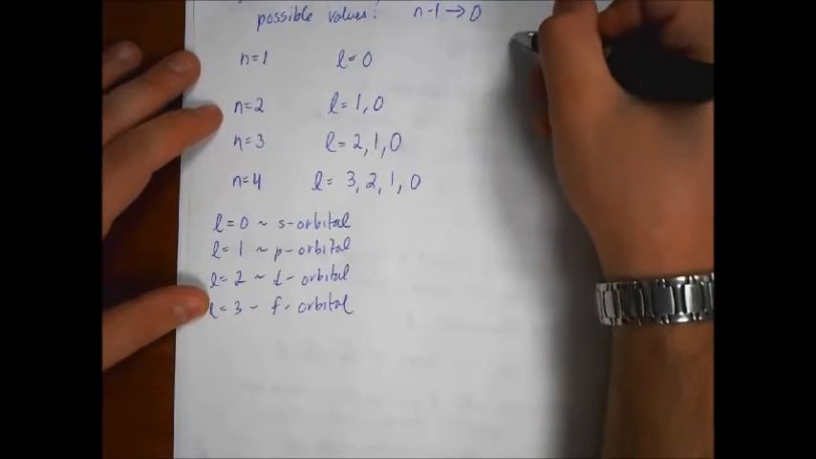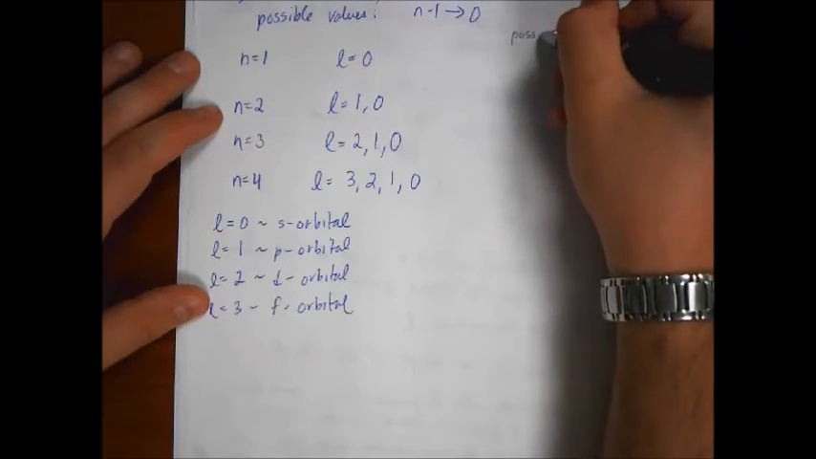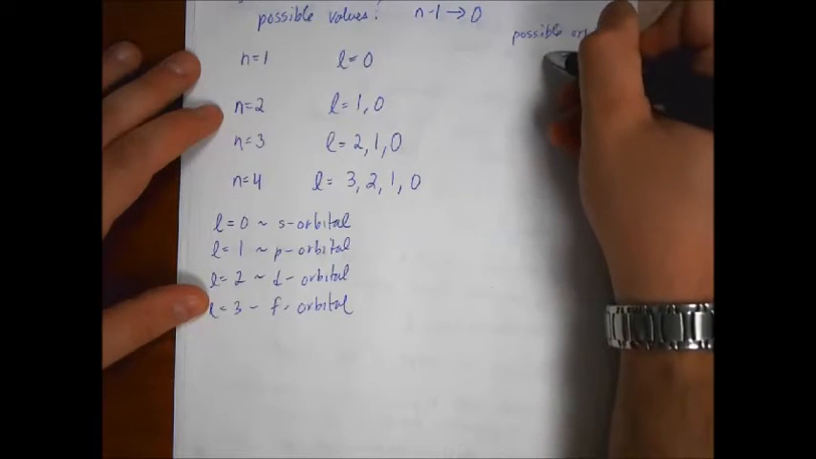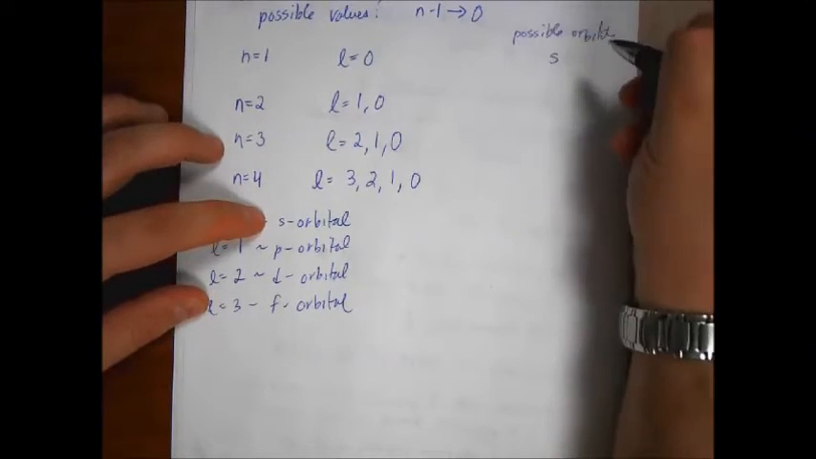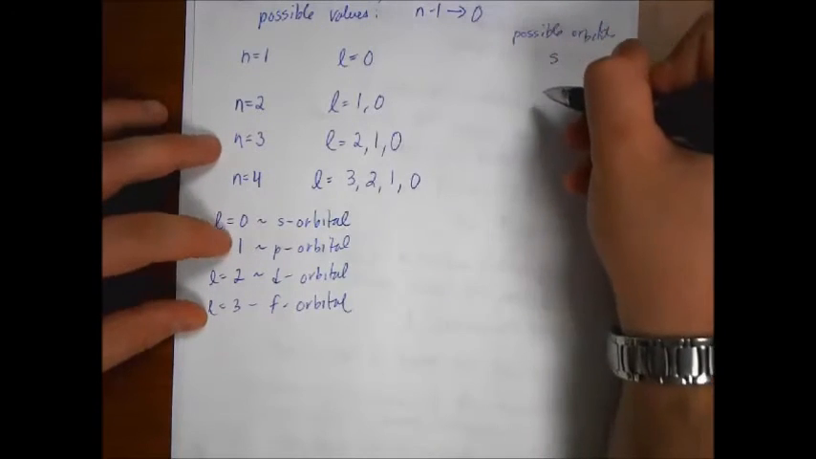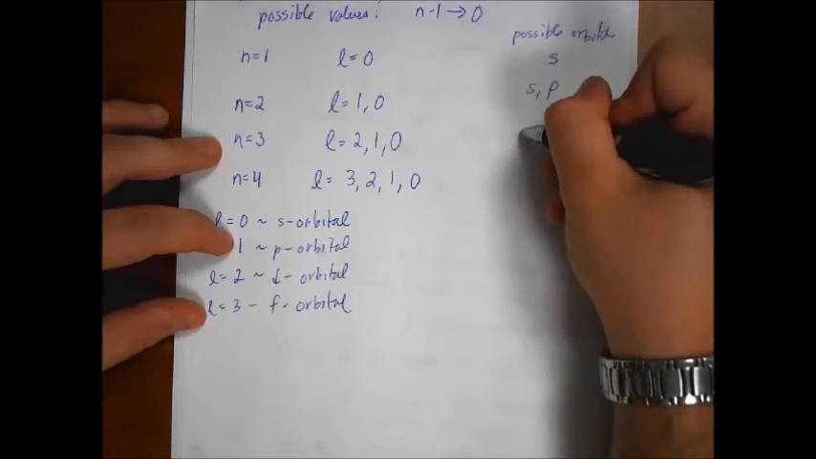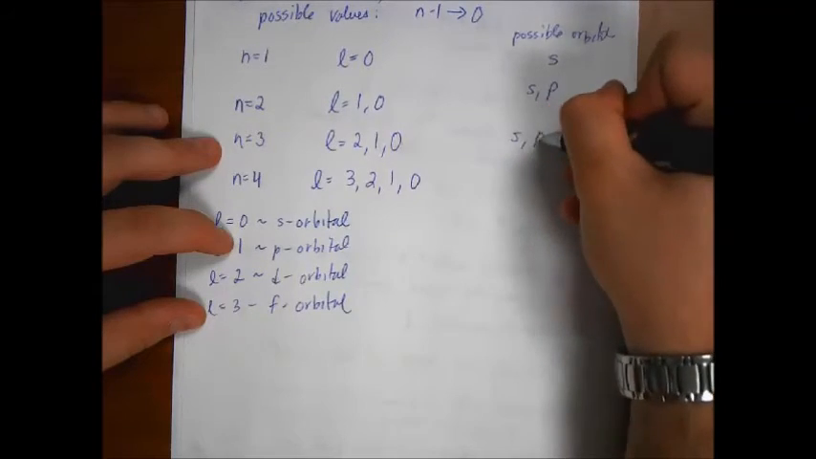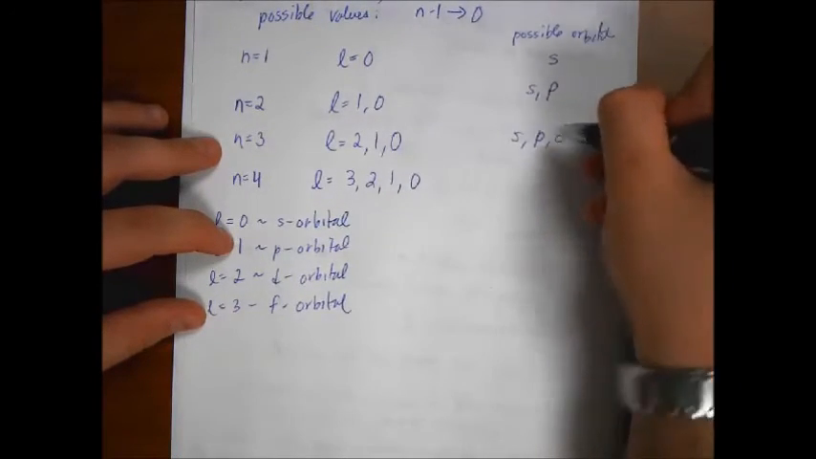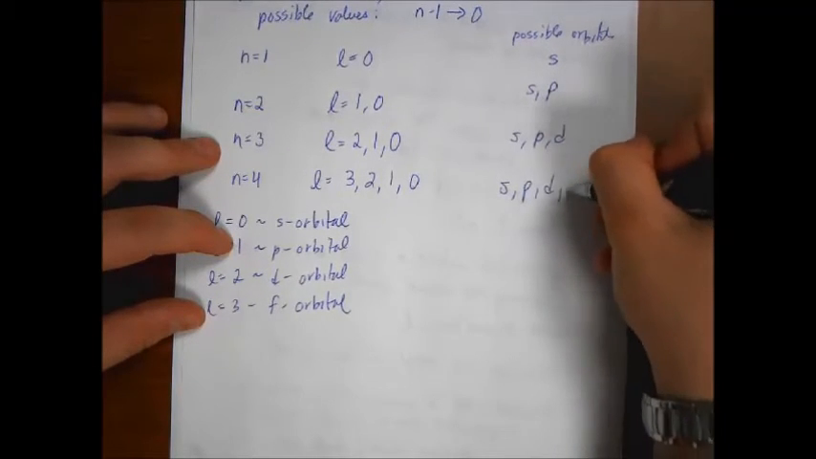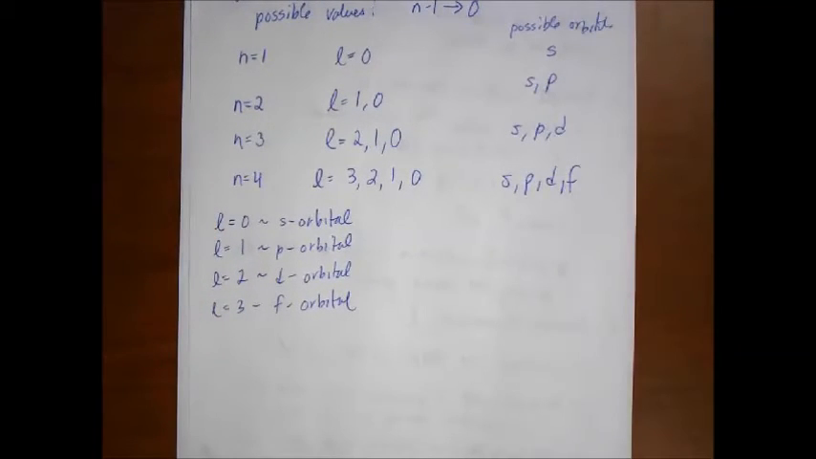So for L is equal to 0, if we want to plot out the possible orbitals, the possible orbital here would be an s orbital. The possible orbitals here would be an s and a p orbital. The possible orbitals here would be an s, a p, and a d orbital. And then here it would be an s, a p, a d, and an f orbital.